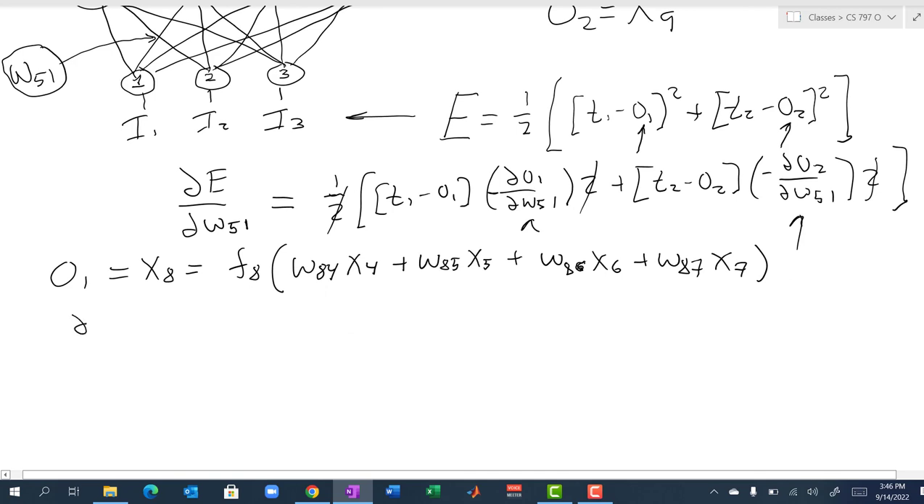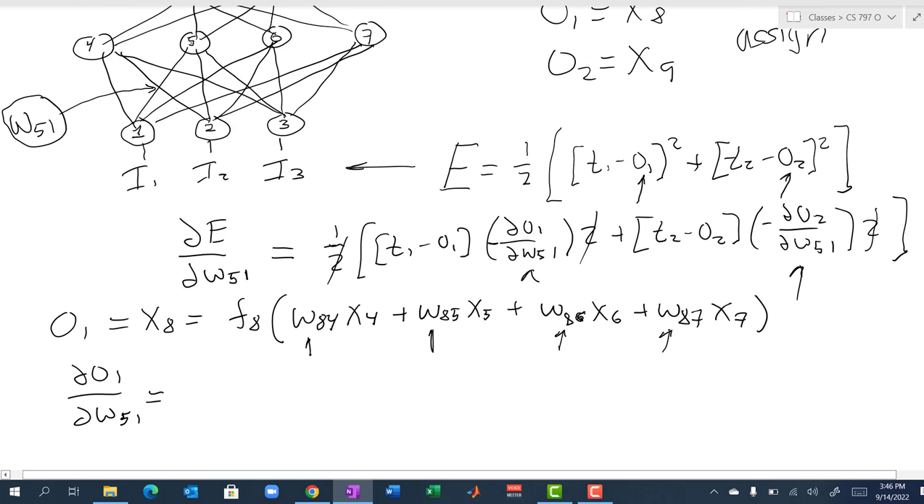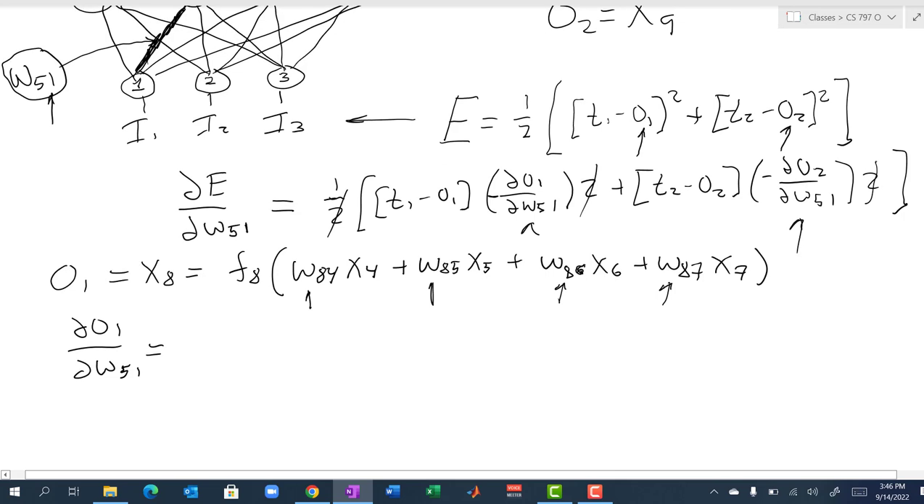So the derivative of O1 with respect to W51, where's W51 show up? It's not here. It's not here. Not here, it's not here. So it's got to be in the x's. So if we look up here, the output from 5 is going to depend upon this weight, and none of the other ones do, because that's the weight from 1 up to 5. So it shows up in x5, right there.